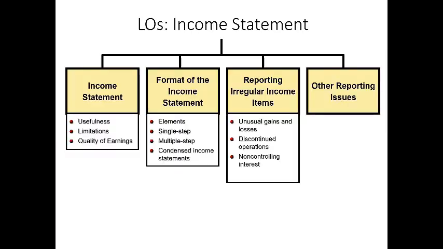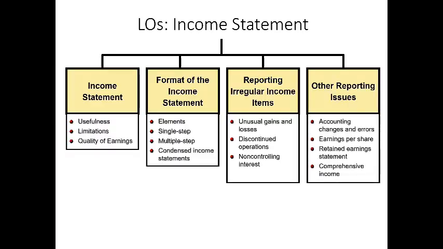Hello and welcome to the second part of the video lectures for Chapter 4 on the income statement and related information. In the last video we covered the first three parts of this income statement chapter: the income statement, the format of the income statement, and some irregular reporting items. In this video, we'll talk about other reporting issues: accounting changes and errors, earnings per share, and statement of retained earnings and comprehensive income. So let's get going on that.